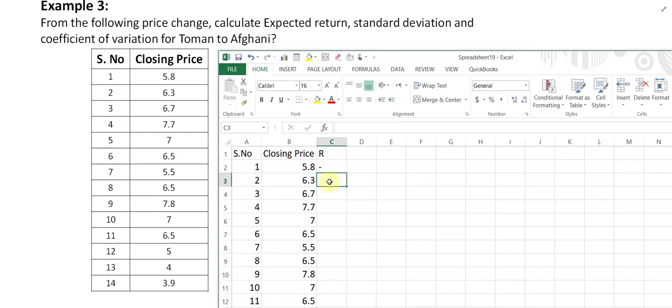Yes. Go for the second one. Second, you can calculate, yes. How can you calculate the second one? Price at the beginning, price at the end. This is price at the end minus price at the beginning.